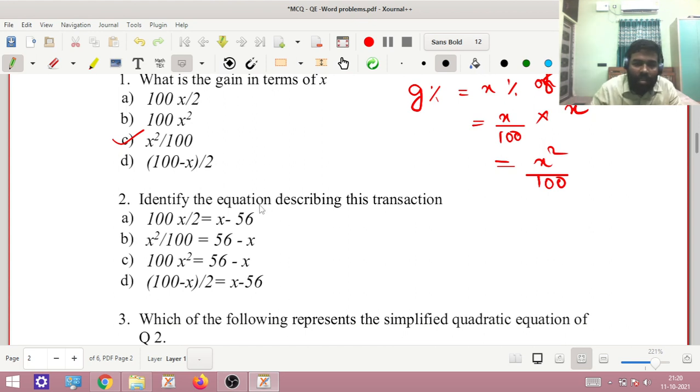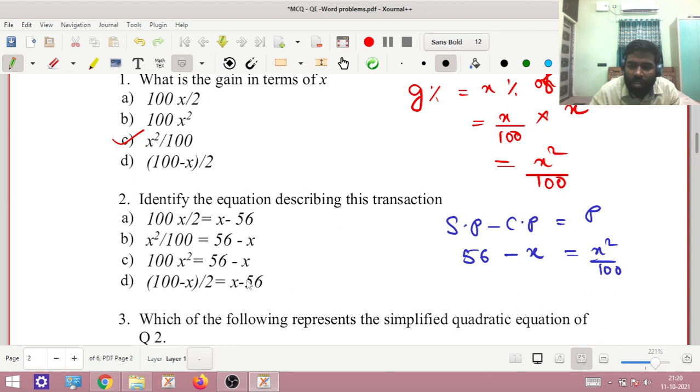Now identify the equation describing this transaction. We all know SP minus CP gives us profit. SP is 56, minus CP which is x, and the profit is x square by 100. You can see option B is the correct one: x square by 100 equals 56 minus x.